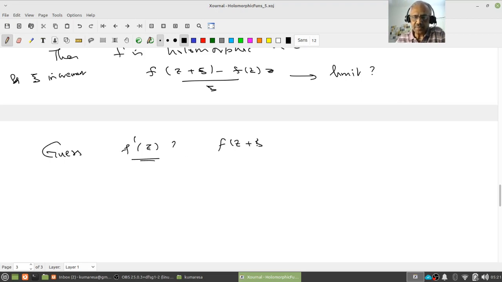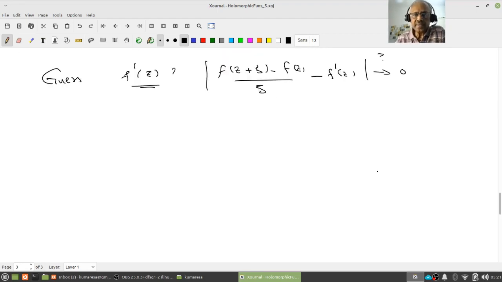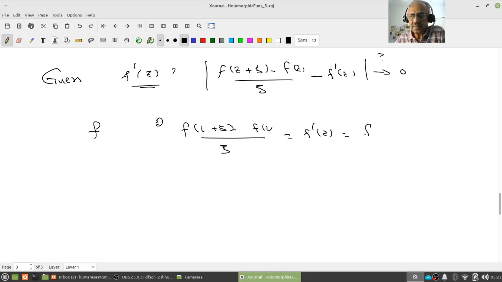Then we will try to estimate (f of z plus xi minus f of z) by xi minus f dash of z. Then I can show this goes to 0. Now how do I find it? This is where our earlier knowledge helps. First thing is, what is the candidate for f dash of z? Remember, when I started with the Cauchy-Riemann equation, I said that if it is differentiable, f dash of z is nothing other than fx, that is ux plus i vx.